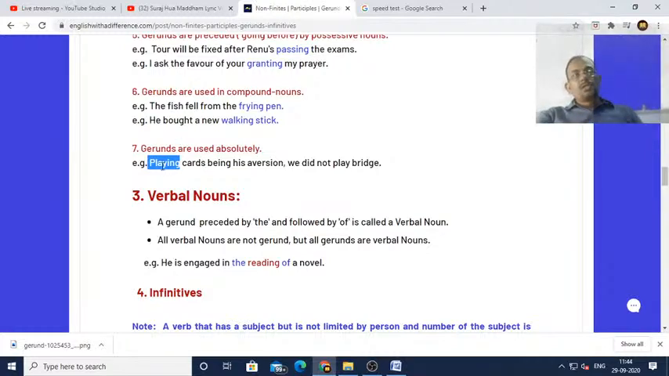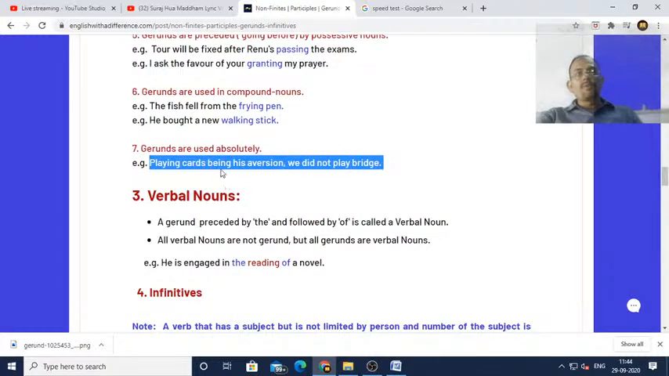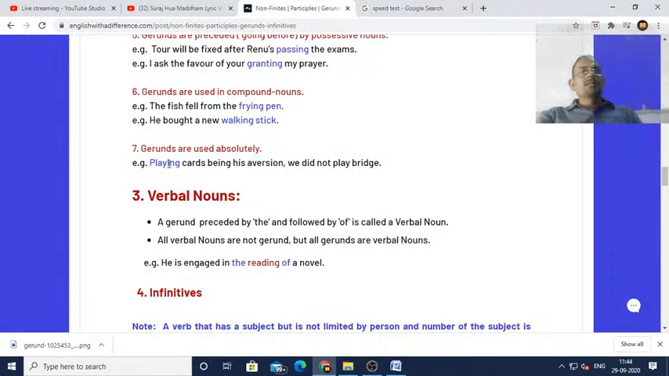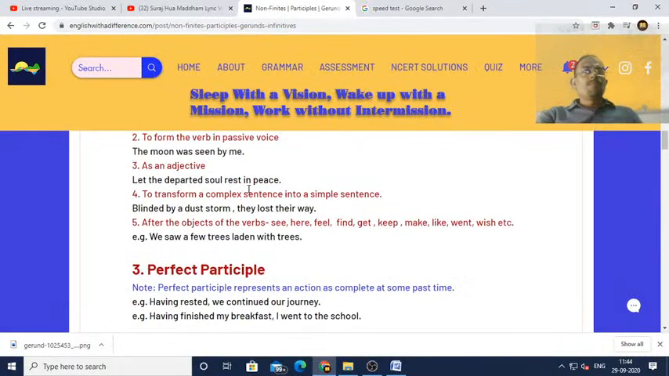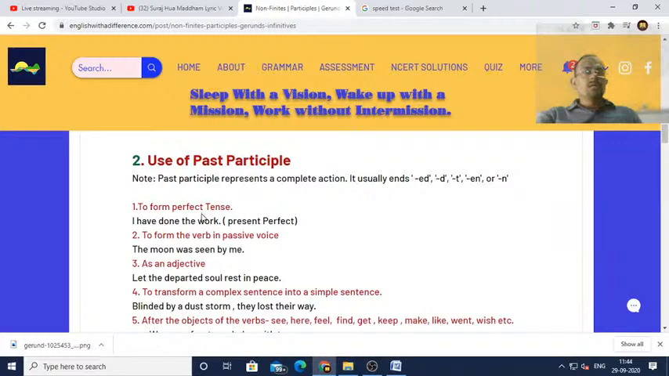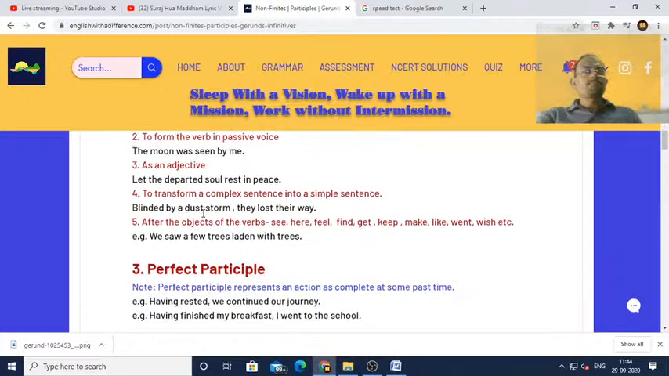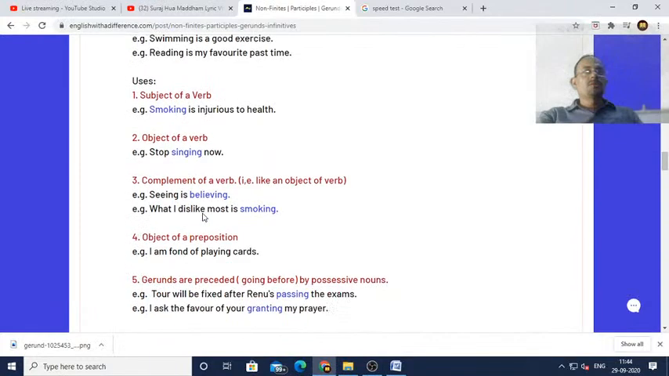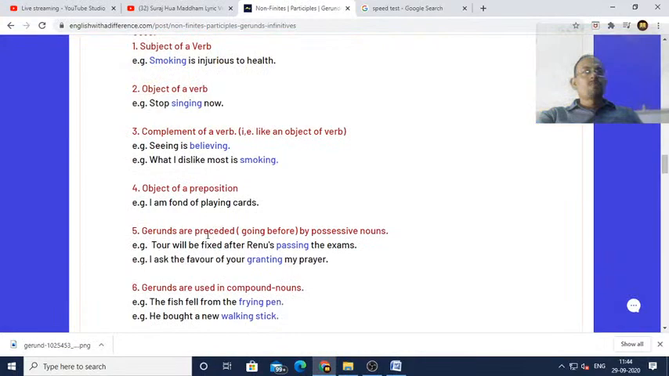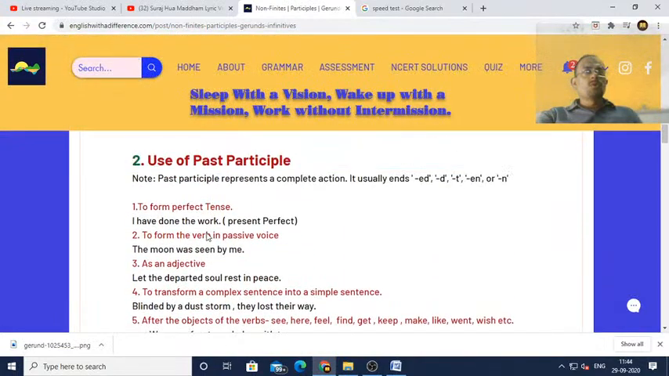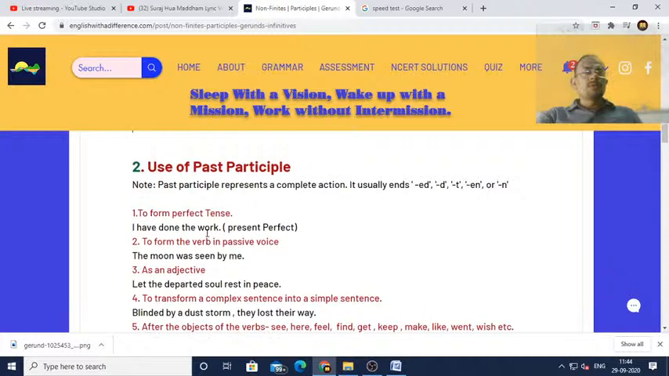Let's study here. See the example, "Playing cards being his aversion, we did not play bridge." Aversion means dislike. He dislikes playing cards, therefore we did not play bridge. Now let us go to the attributive use of the participle and find out the difference. Here also you see it is used attributively. Where it is used absolutely, this is gerund. We have to go to present participle.